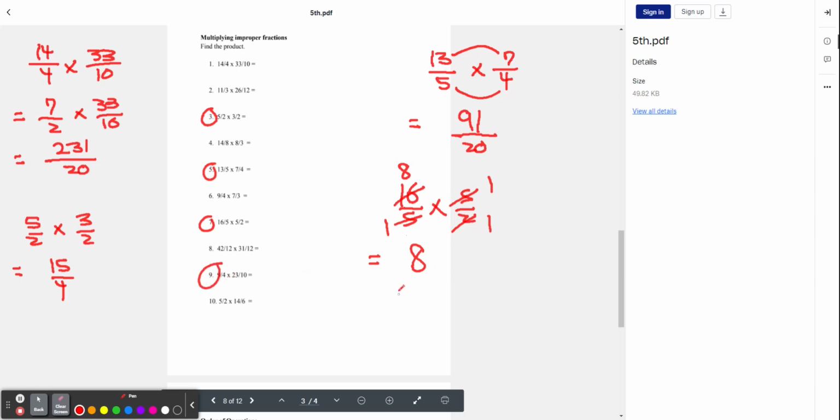Let's try 9. 9 over 4 times 23 over 10. This time we can't simplify, so we're just going to multiply. 9 times 23, that is 207. And 4 times 10 is 40. And that is our answer.